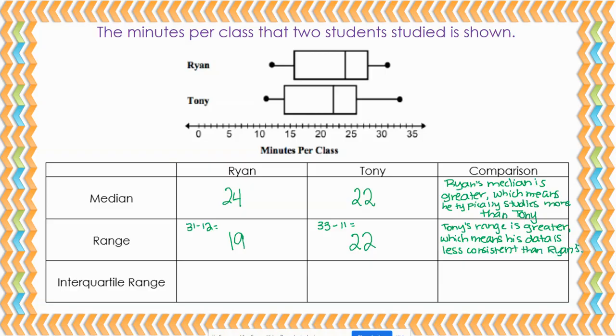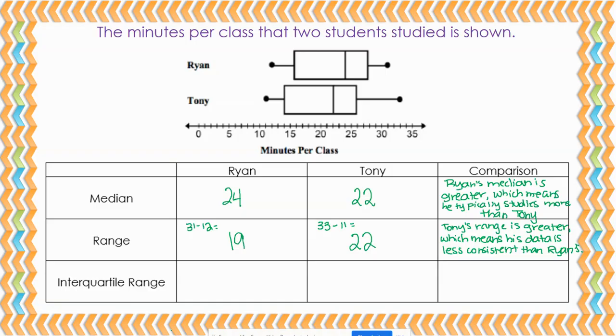Because when we're talking about measures of spread like range, interquartile range, and even mean absolute deviation, these are telling us about the consistency of the data. When a data set is closer together, that means that it is more consistent and more predictable.